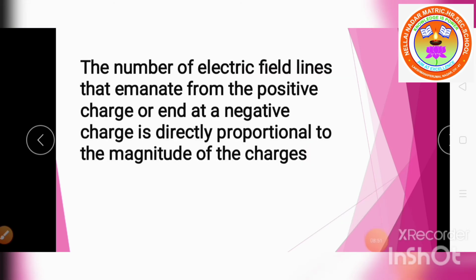The number of electric field lines that emanate from a positive charge or end at a negative charge is directly proportional to the magnitude of the charge. Listen, children, this point is very important. Based upon this concept, a 1 mark question is also asked. This we can understand by using an example.